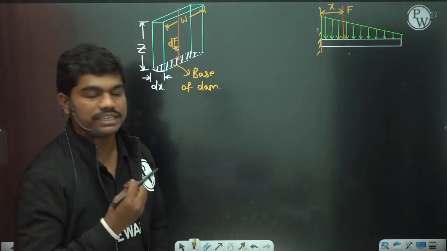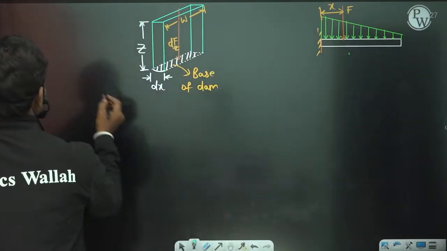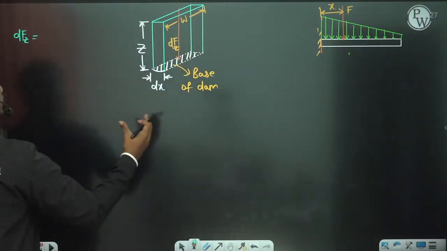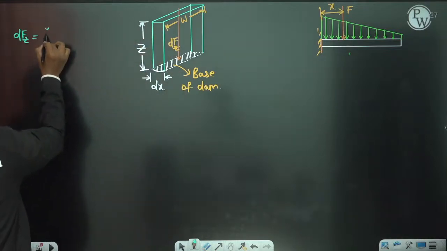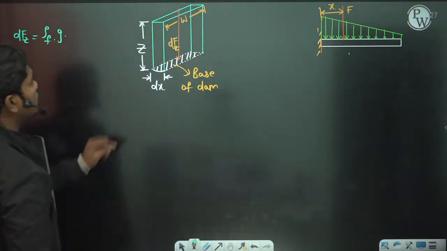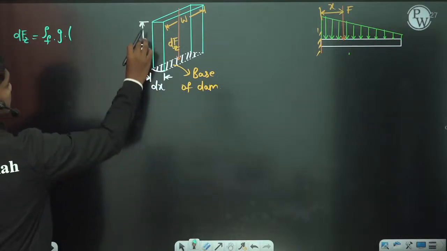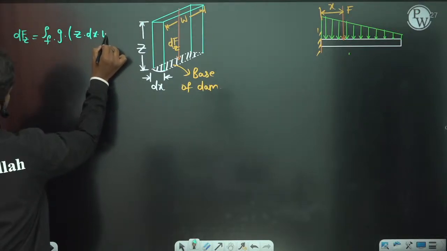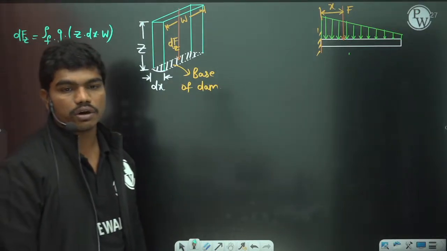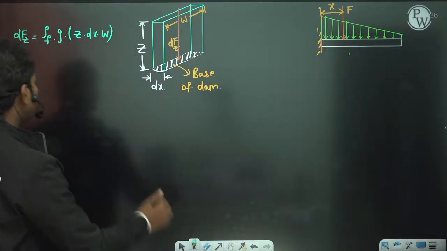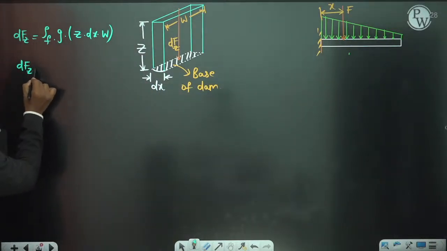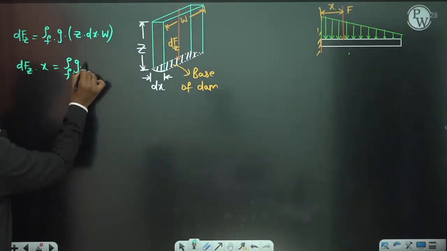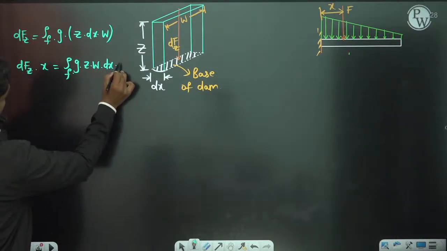Now what is the value of this dFz? Let us try to see here. dFz is nothing but the weight of the fluid supported by this area. So what is the weight of the fluid supported by this area? Density of the fluid, water, into g, into the volume of the fluid. So what is the volume of the fluid? Z into dx is the area of this rectangle, into width. So Z into dx into W. This is the weight of the fluid which is actually supported on this. Okay, so if you want to take the moment, dFz into x is equal to rho f g z w dx into x. So this is the moment.